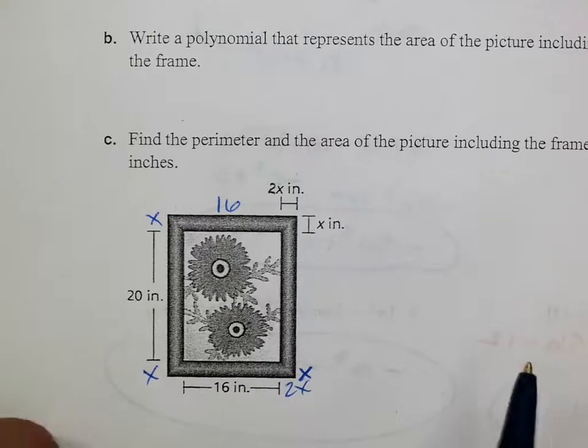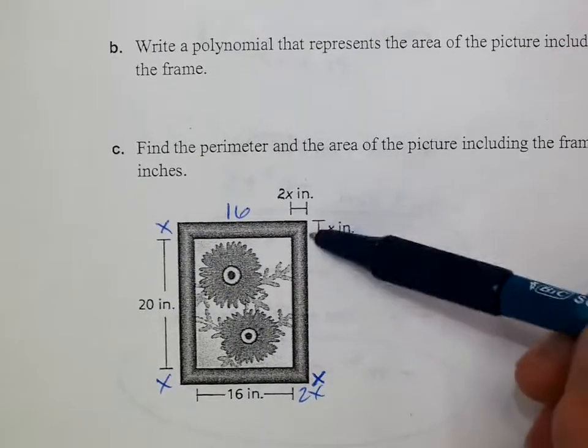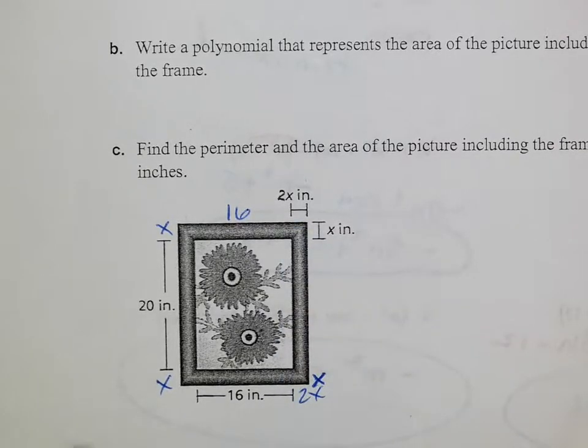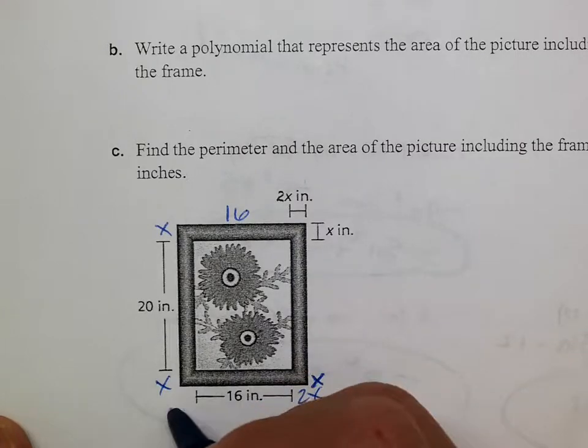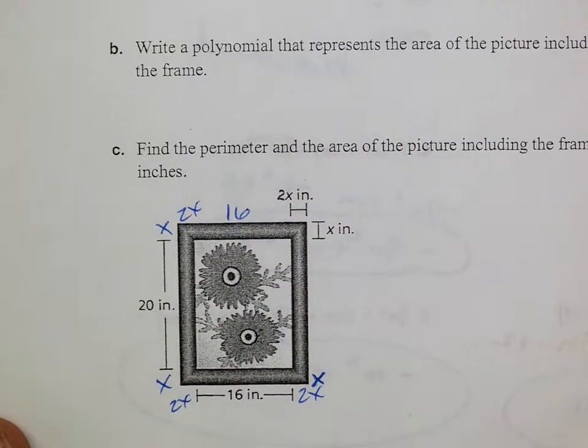We don't know the size of the frame, but we know the size of the picture. That's why we got x here for the frame, x here, x here, x here. This is a little bit wider. This is 2x, and this is 2x. They don't really tell us this, but we're going to assume this is 2x also, because if that's 2x, 2x there, 2x there.